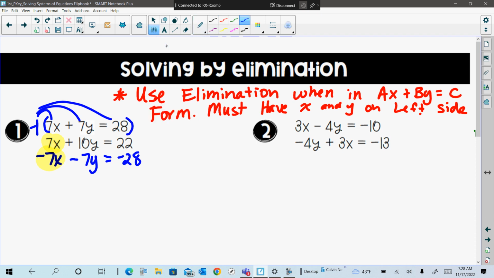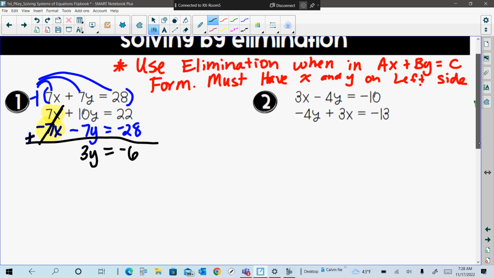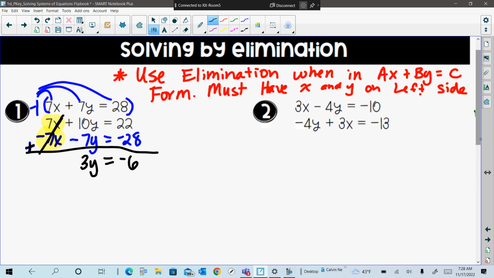Because with it being opposite, we can add them to eliminate the x's. So now I can add the two equations together, and the x terms are going to cancel. So when you add everything else, 10y plus a -7y leaves you with 3y, and 22 plus a -28 leaves you with a -6. So now we're going to solve for y. Now we're back to a one step to solve for y. You just have to divide by 3. So y equals -2.